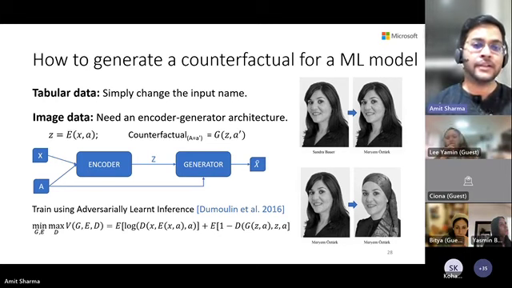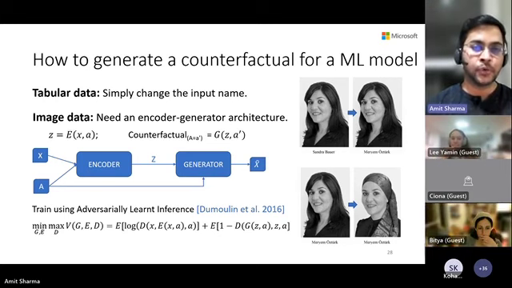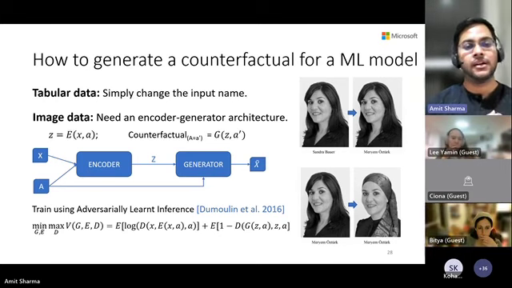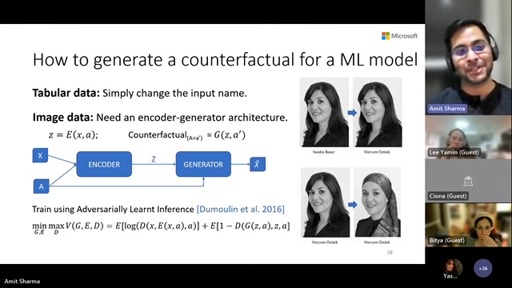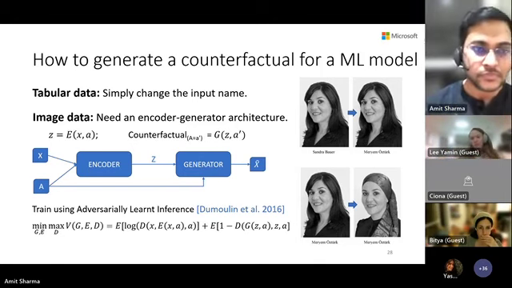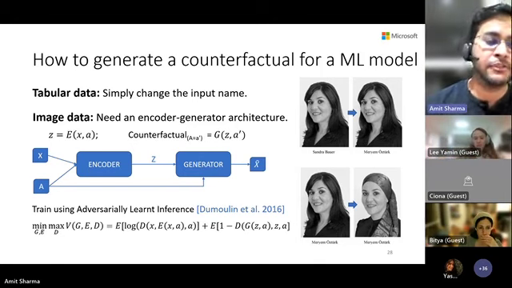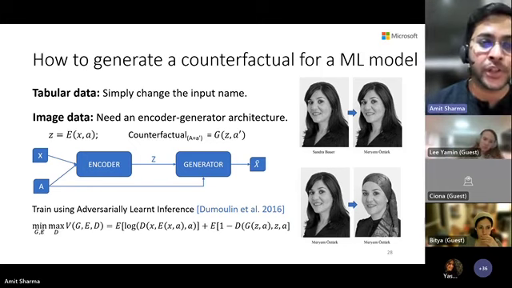what we figured out was that you would need some kind of an encoder generator architecture. Actually, this is dated work. I think if people are familiar with stable diffusion, you probably don't need all of this. You can just write a good prompt. So you have an image and you just write a better prompt to generate an image with some slightly different features.